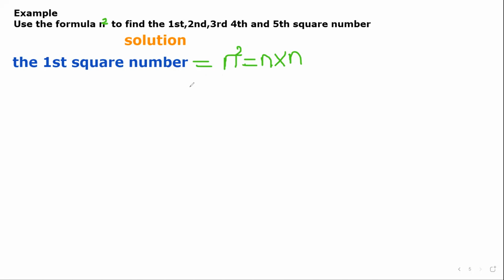So now our n is what? It is 1, because we want to find the first square number. So n is 1, and then we have 1 square, which is the same as 1 times 1, and that is what? 1. Okay, good.